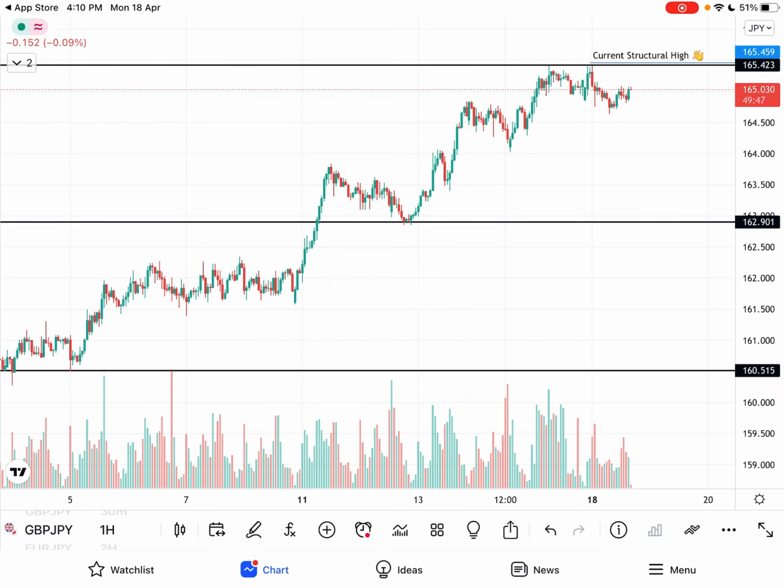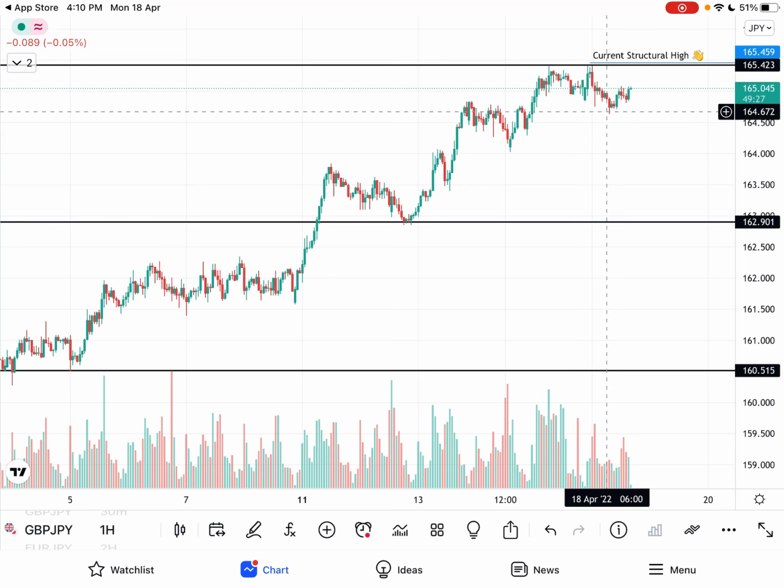So that's my current structural high. Is that okay? Then from there, what is my current structural low? So I can see over here, during this trading period, the market got to this high. Now it dropped to this low. So this point is the lowest. That's the current structural low on the 1 hour time frame.